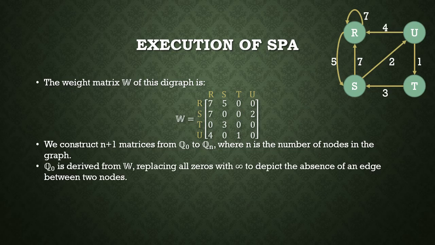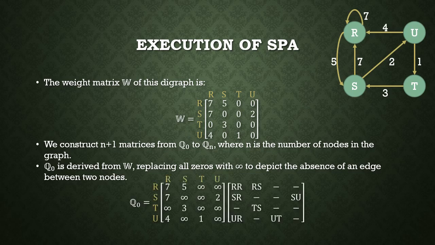Q0 is derived from W, replacing all zeros with infinity to depict the absence of an edge between two nodes. This is Q0. I have replaced all zeros with infinity. Why have I done that? The shortest path algorithm favors the shortest value, the smallest value of the weights. So if we keep zeros, it will start favoring the zeros because it will think that this is a path of zero weight. But this is not the case. Zeros means that this is not a path. There is no edge. There is no path.